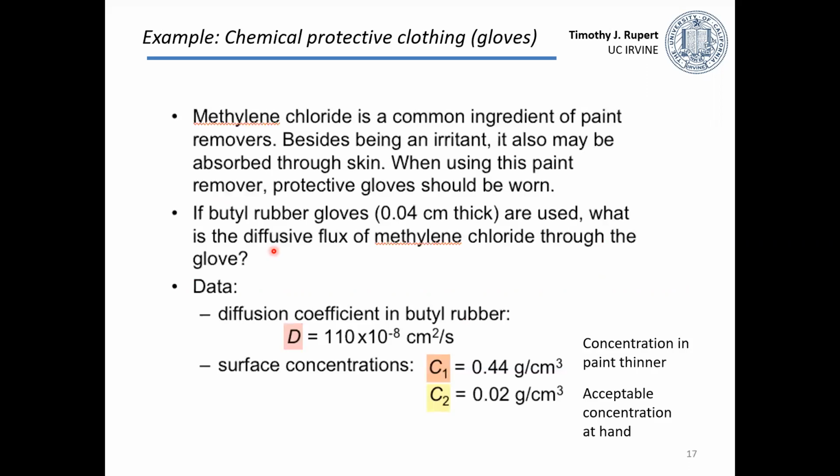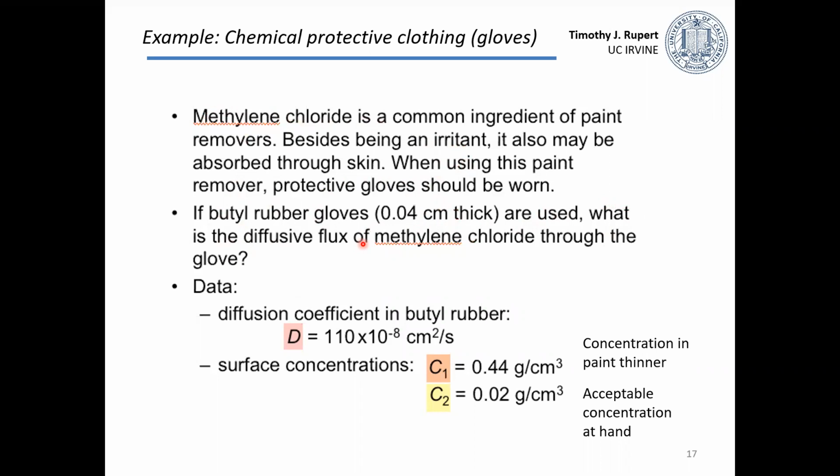So we can think about a few types of places where you could deal with these type of problems. One place, for example, if I were to describe a problem where you had to work with this methylene chloride, which is a common ingredient in paint removers, and you don't want that chemical to irritate your skin, so you wear gloves. If you knew what gloves you had and how thick they were, you could calculate something like what's the flux of that chemical through the glove.